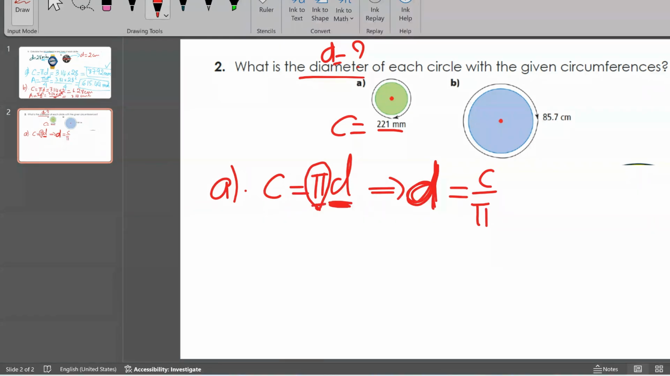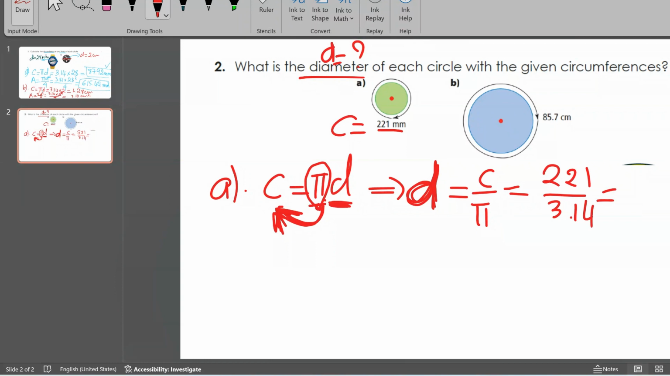So we move this to the other side. This is multiply, to the other side is divide. Do you still remember this? This multiply to the other side is divide. So d equal to circumference divided by pi. Circumference is given, 221 divided by 3.14. What is your result?